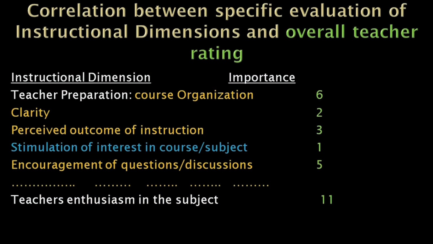In the last lecture, the green letters at the top indicate a comparison of instructional dimensions. What are instructional dimensions? Clarity is an instructional dimension. Perceived outcome of instruction is an instructional dimension. Stimulation of interest in this course subject area is an instructional dimension. Organization is an instructional dimension. Course organization is an instructional dimension. These are instructional dimensions. These are also called teaching behaviors. There are various names to it. But what we are looking at is a correlation, not really a correlation.